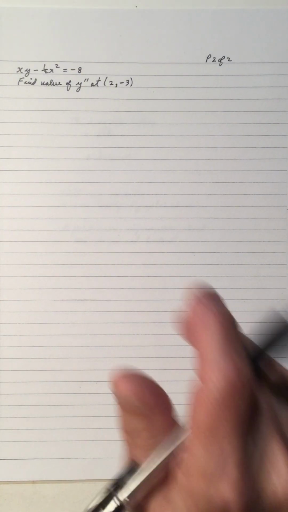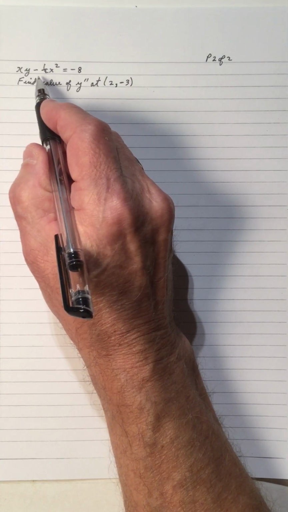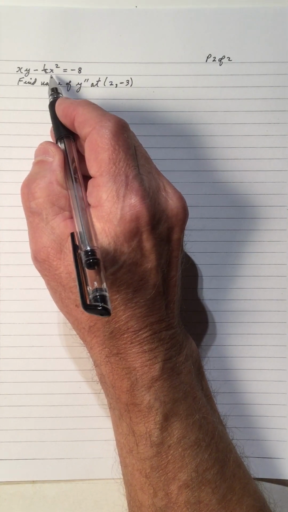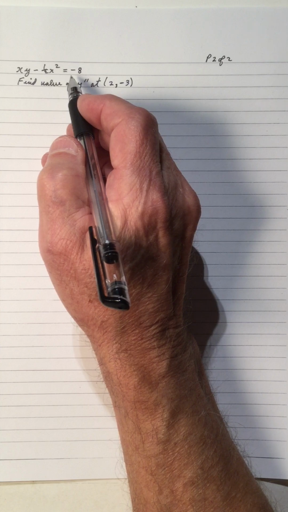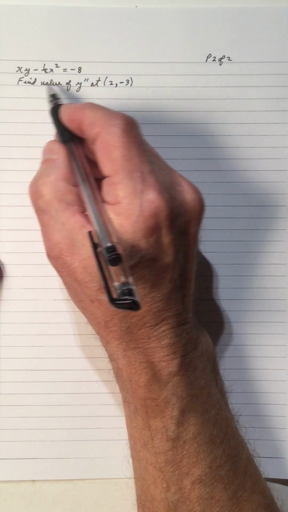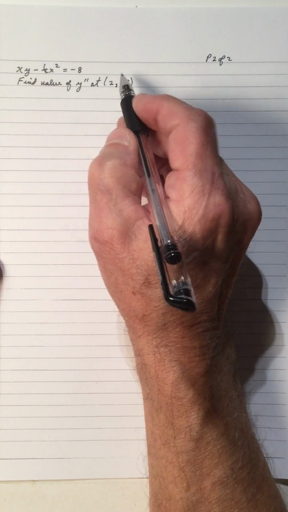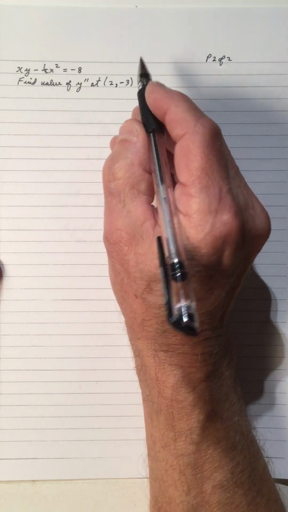We have an equation, xy minus 1/2 x squared equals -8. And we want to find the value of y double prime at 2, -3.